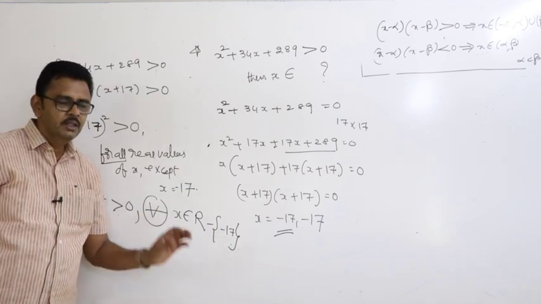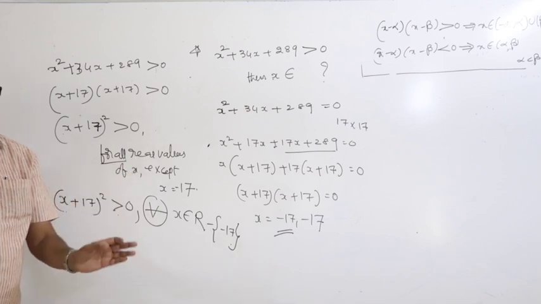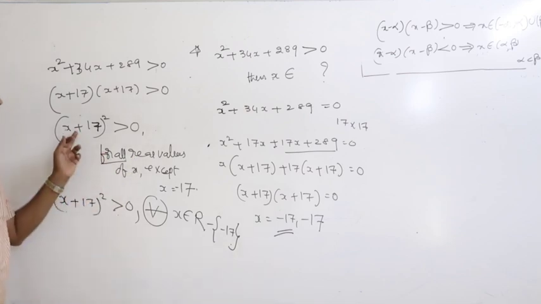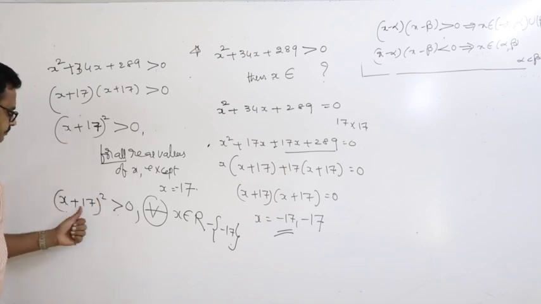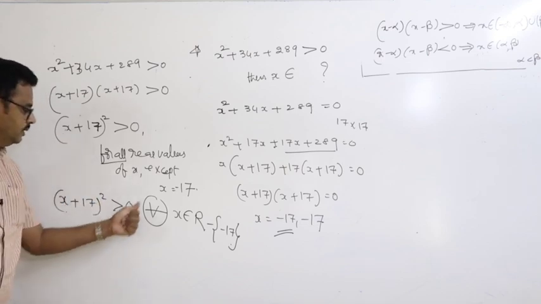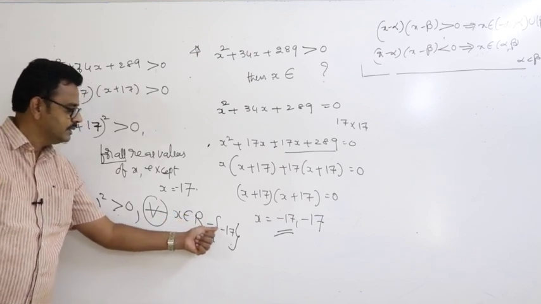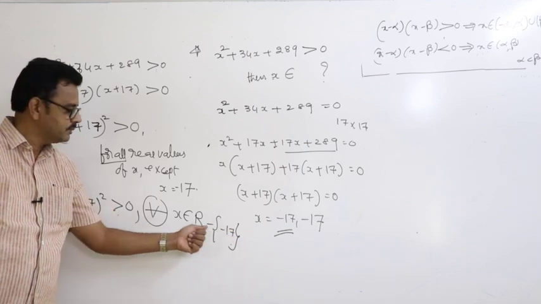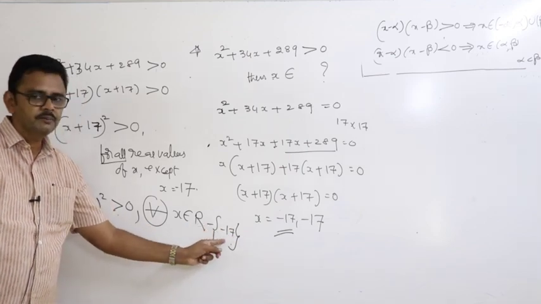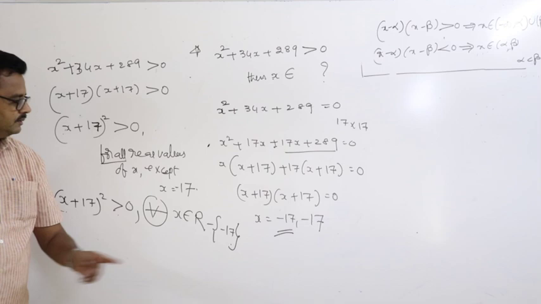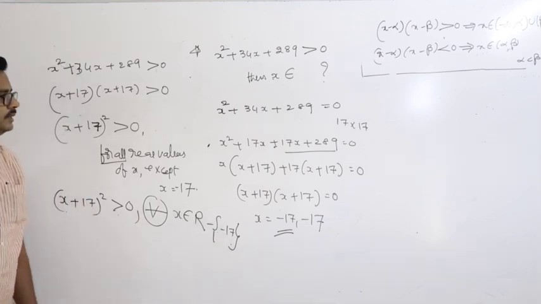In these real numbers, you don't write minus 17. If you write minus 17, the value becomes 0. So this is greater than 0 for all x values which belong to real numbers except minus 17. Excluding minus 17.